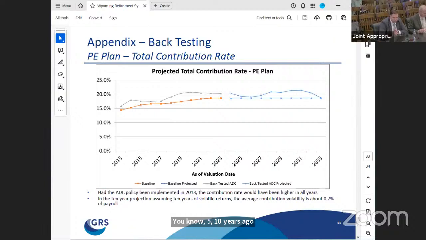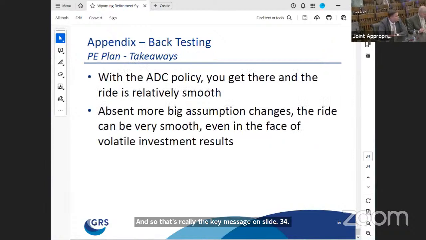And so when we do this forward testing on the ADC policy with volatile returns, you can see that the rate goes up and down, and there's some volatility there. But once you've hit that ADC point, the ride is relatively smooth, and there's never a huge jump in any given year. And it tends to oscillate over time. And so that's really the key message on slide 34, just the takeaway. Once we get there, the ride is relatively smooth.